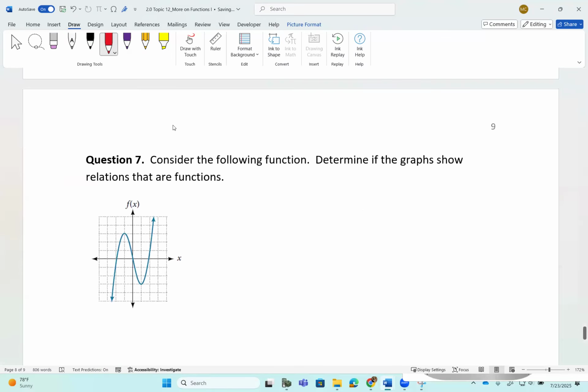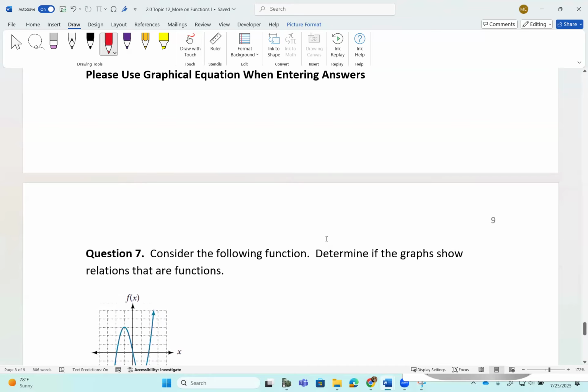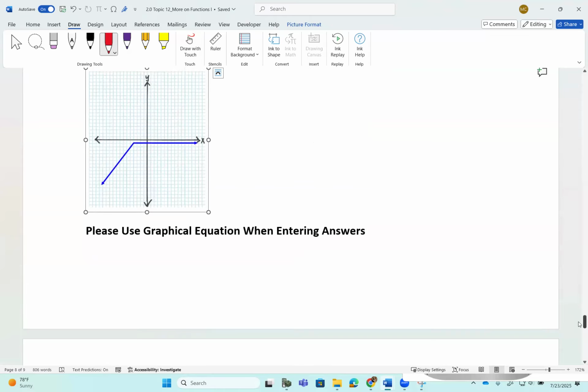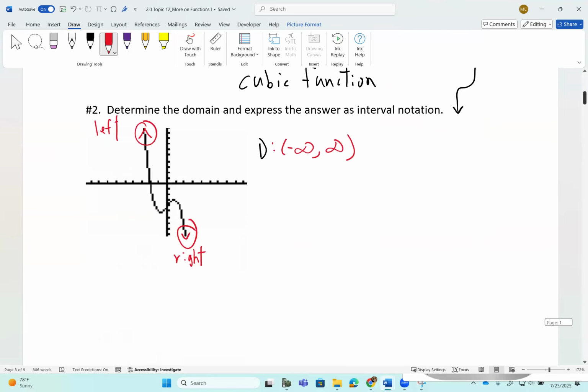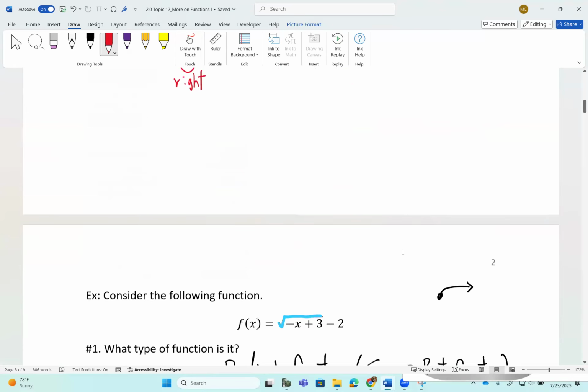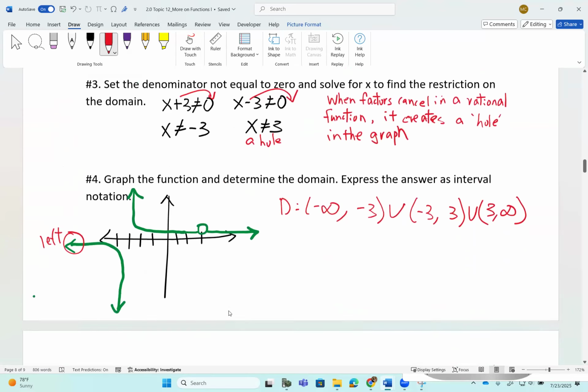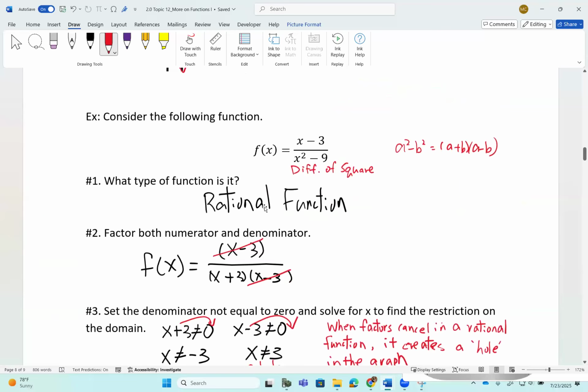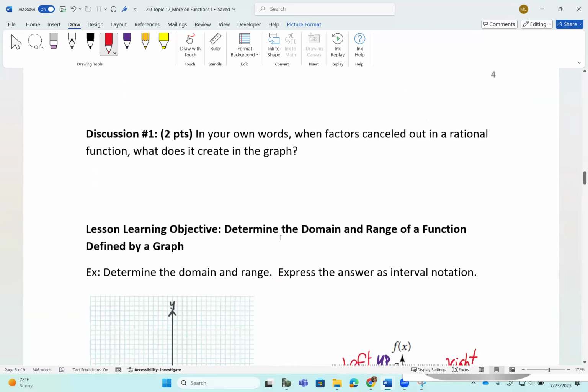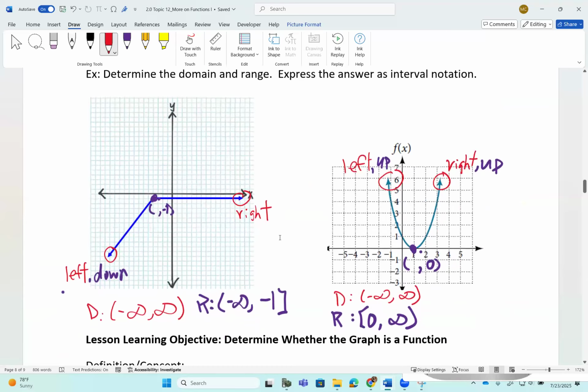All right, so we talked a little bit more about functions in this lecture video. We looked at the equation part of the function and determined the domain. Then we looked at the graph of a function and determined the domain and the range. And then we talked about solving for y and seeing if the relation represents y as a function of x.